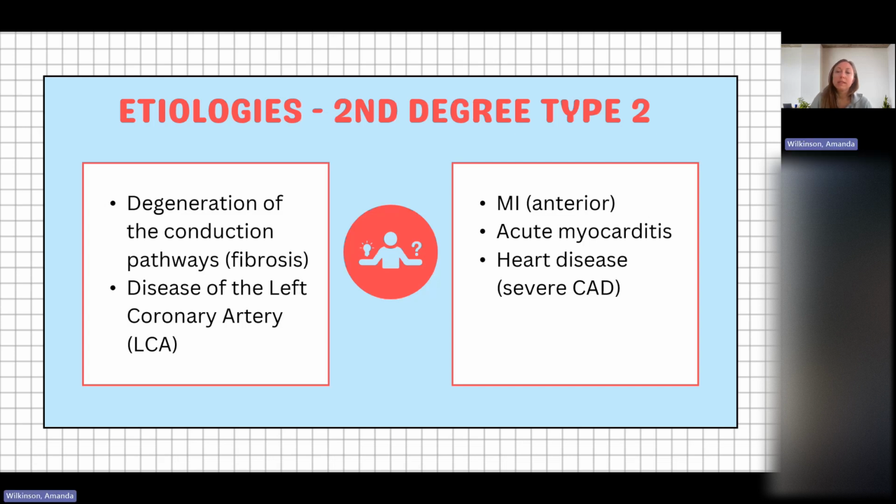So Mobitz 2 is usually a sign of serious underlying conduction system disease. We often see it again with some fibrosis in the His-Purkinje system, or in patients with significant coronary artery disease, especially involving the left coronary artery, or following an inferior MI. Other causes include acute myocarditis and structural heart disease, like severe CAD. So the key takeaway here is that Mobitz 2 is rarely benign, and it usually reflects damage below the AV node and often requires urgent intervention.